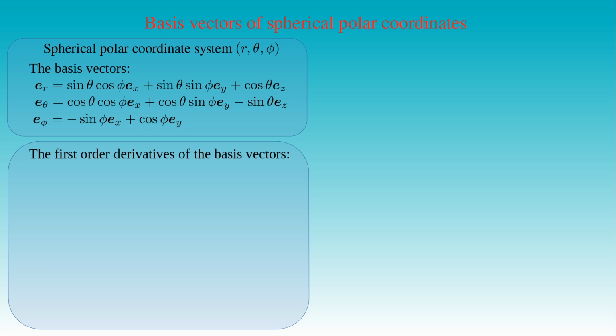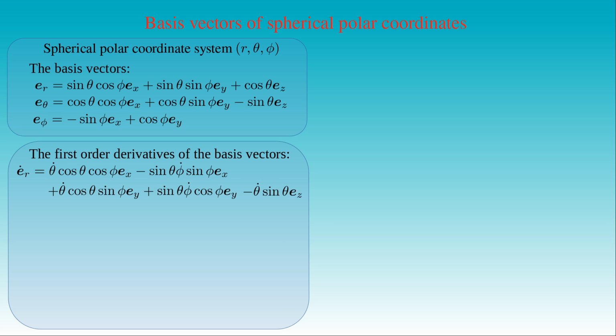In order to obtain the derivative of the basis vector er, first we apply the Leibniz rule and the chain rule for its x-component, which is the product of sine theta and cosine phi. As a result, the x-component of the derivative of the basis vector is equal to theta dot times cosine theta times cosine phi, minus sine theta times phi dot times sine phi. We can apply the same rules to the differentiation of the y-component of the basis vector er. Since the y-component is given by sine theta times sine phi, its derivative is equal to theta dot times cosine theta times sine phi, plus sine theta times phi dot times cosine phi.